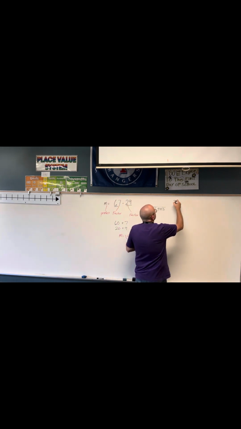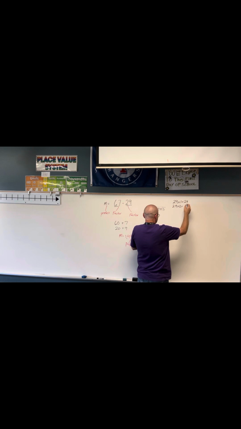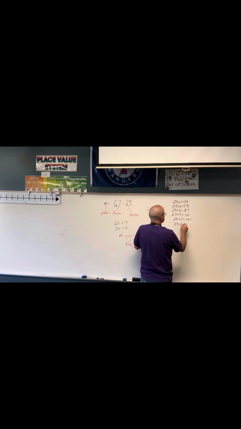I've taught with division, where if you write down the multiples of your divisor, the first 9 multiples of your divisor, so 29 times 1 is 29, 29 times 2 is 58, 29 times 3 is 87, 29 times 4 is 116, 29 times 5 is 145, 29 times 6 is 174, 29 times 7 is 203, 29 times 8 is 232, and 29 times 9 equals 261.